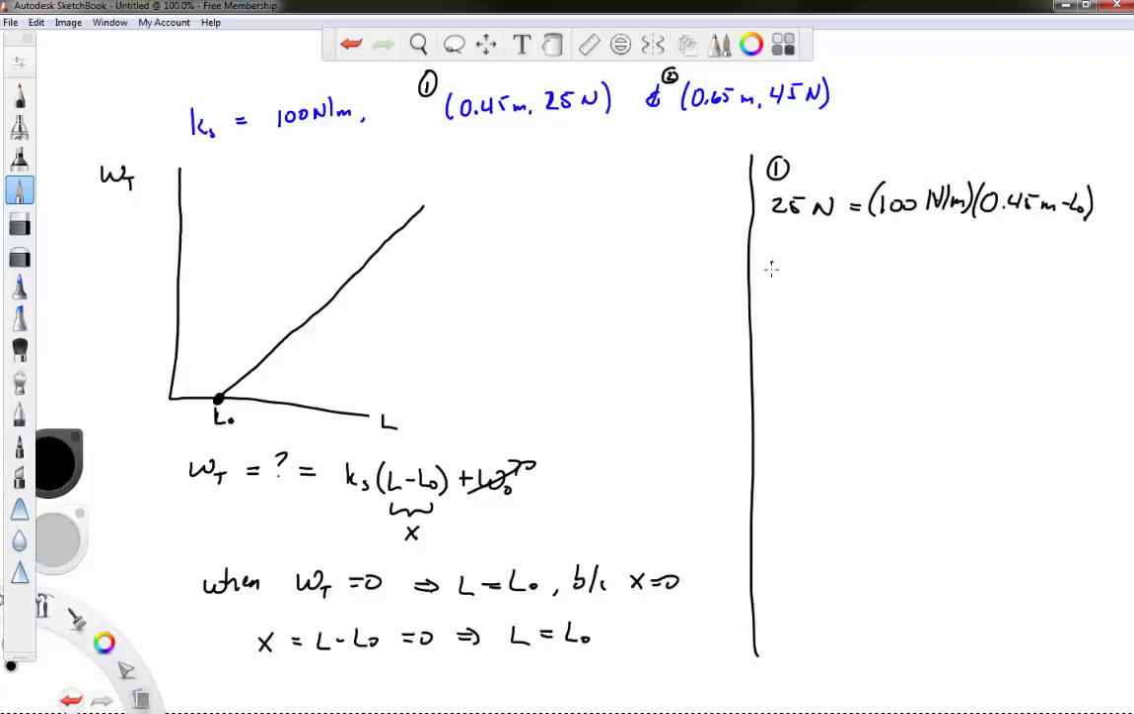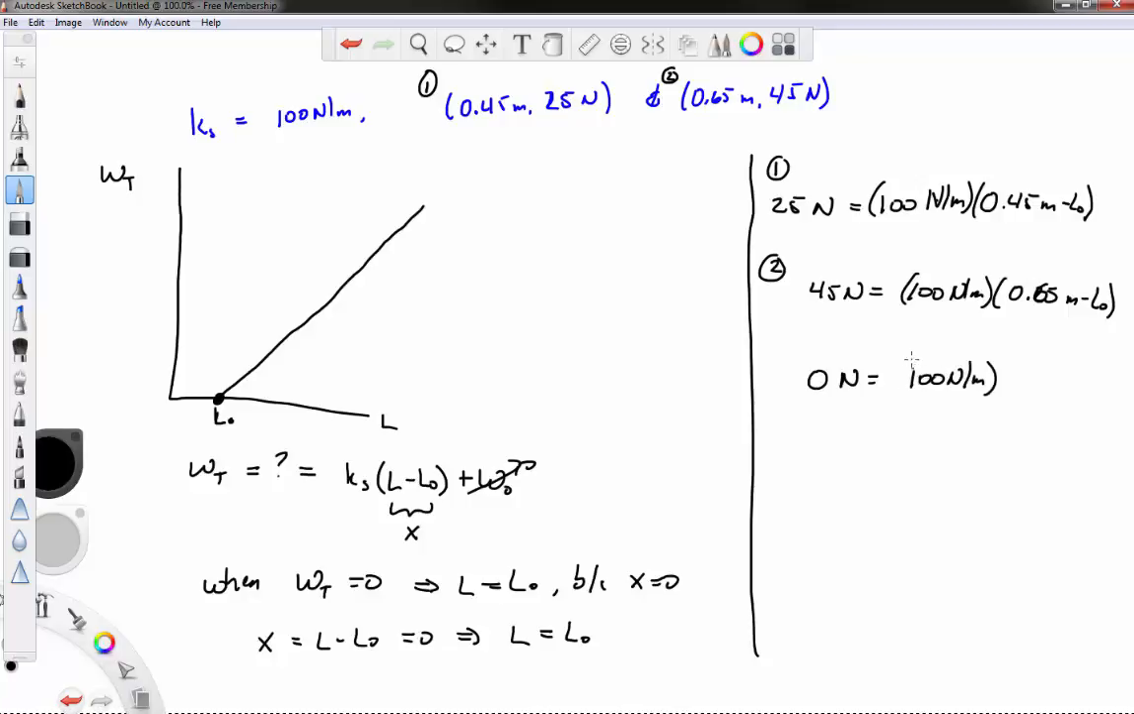And equation number 2 basically implies 45 newtons is equal to 100 newtons per meter times 0.65 meters minus L naught. And so the question is, solve for L naught. L naught occurs at 0 newtons is equal to 100 newtons per meter times L minus L naught at 0.